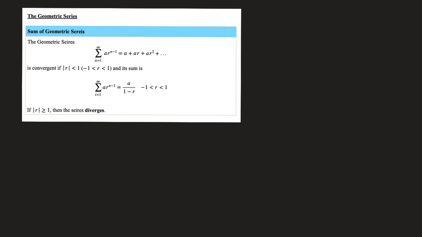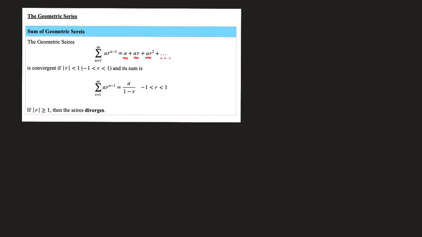Now we're going to do geometric series, the sum of a geometric sequence. Let's start with the question: what is a geometric series? It looks like this: the summation of ar^(n-1), which is a + ar + ar^2 and so on. That's the sum of a geometric sequence.